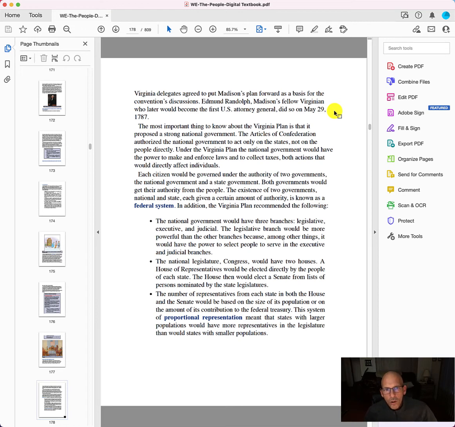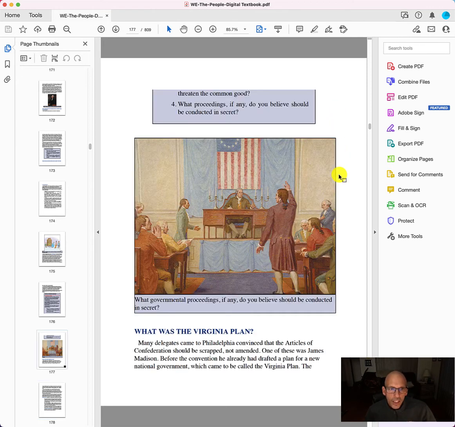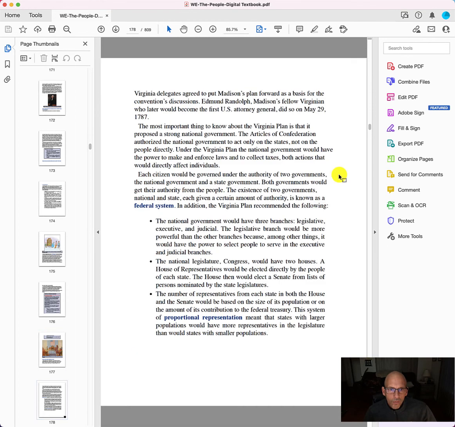The most important thing to know about the Virginia Plan is that it proposed a strong national government. The Articles of Confederation authorized the national government to act only on the states, not on the people directly. Under the Virginia Plan, the national government would have the power to make and enforce the laws and collect taxes, both actions that would directly affect individuals. Each citizen would be governed under the authority of 2 governments, the national government and the state government. Both governments would get their authority from the people. The existence of 2 governments, national and state, each given a certain amount of authority, is known as a federal system. In addition, the Virginia Plan recommended the following.